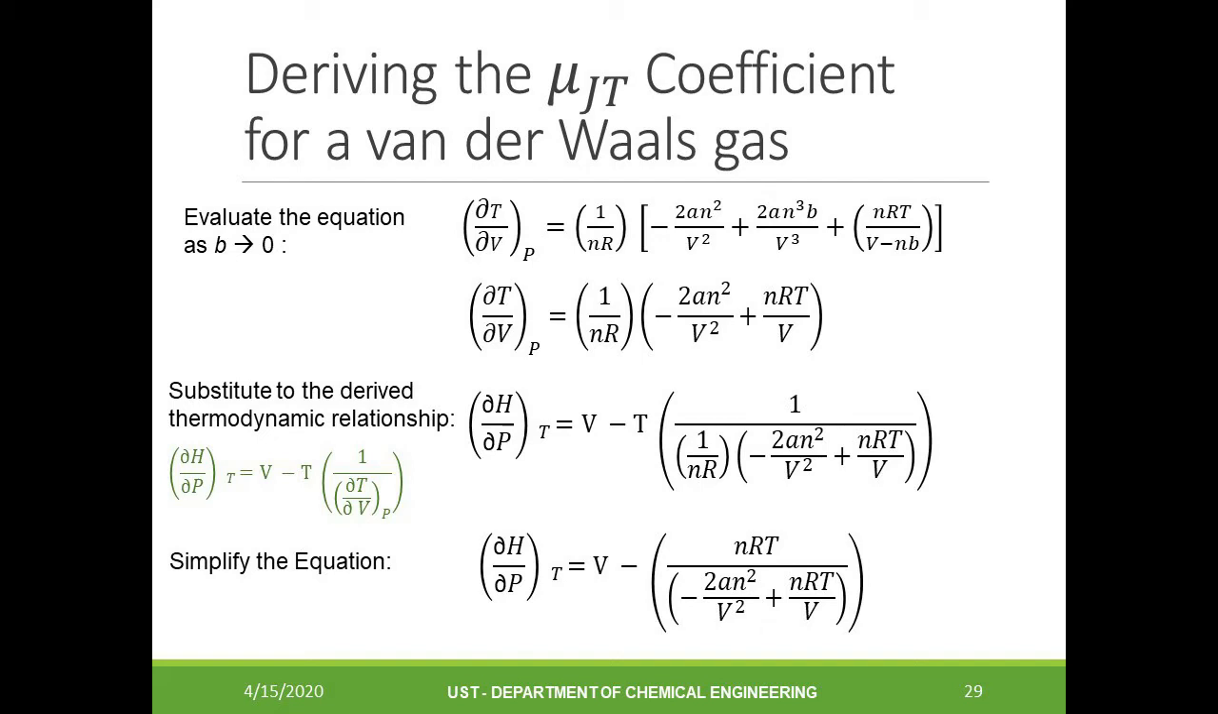Okay, so the next thing for us is to evaluate the equation and see how the enthalpy changes if B, or the repulsion term, becomes very small. Again, this is the van der Waals equation that we've derived earlier. Now, if B becomes a very small value, then the following terms will be negligible. These terms will be 0, and this will give us the following equation.